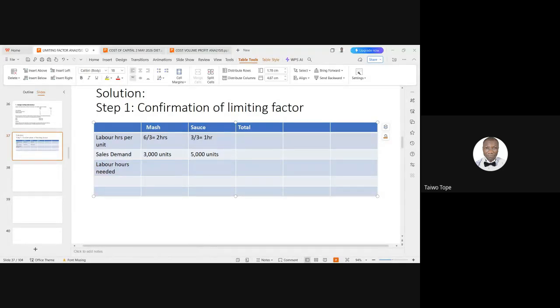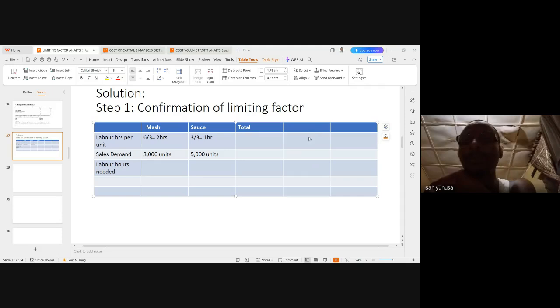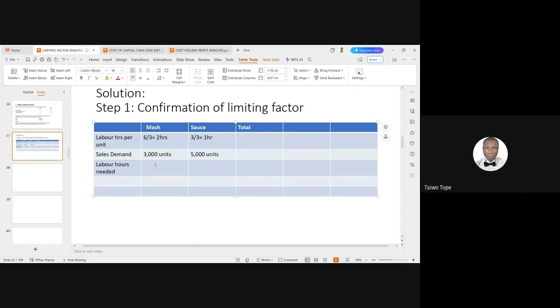6,000 hours, labor hours. You need 2 hours for 1 unit, so when you are now producing 3,000 units, 6,000. Fine. Let me be writing it. 2 hours times 3,000 units. And you have it as equal to 6,000 hours.